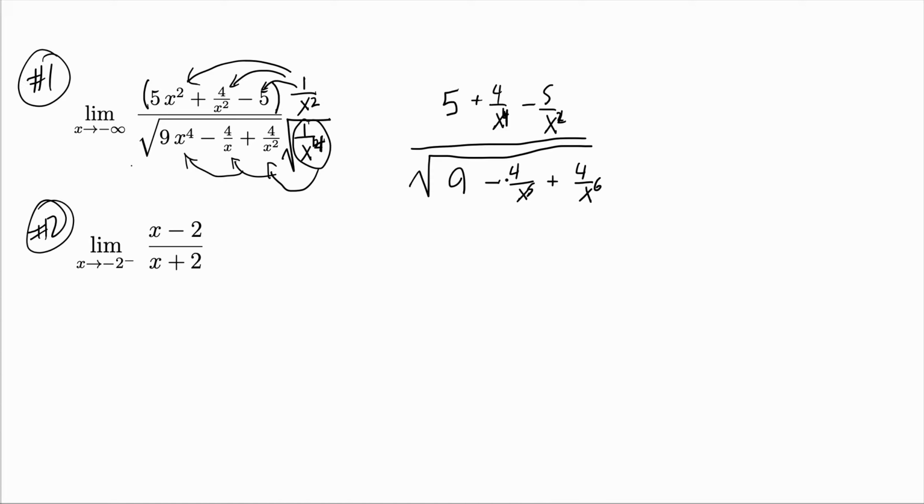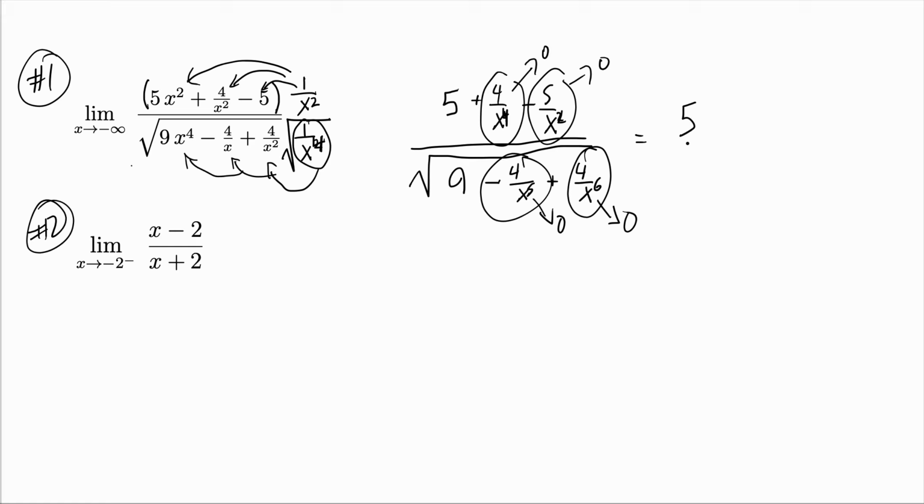Now, taking a look at this, is this a good equivalent fraction where it makes more sense to plug in negative infinity? Notice that it is, because 4 over infinite is going to go to 0. This guy will also go to 0, this guy will go to 0, and this one will also go to 0. You'll be left with 5 over the square root of 9, which is 3. 5 over 3 will be the limit there.